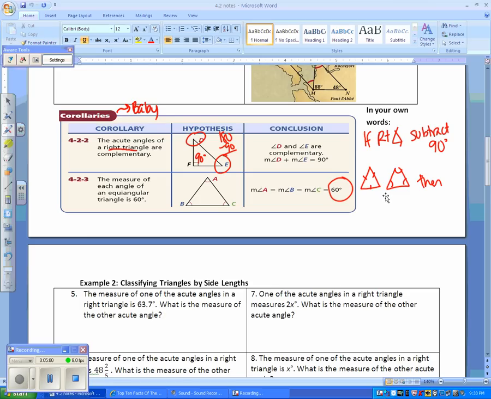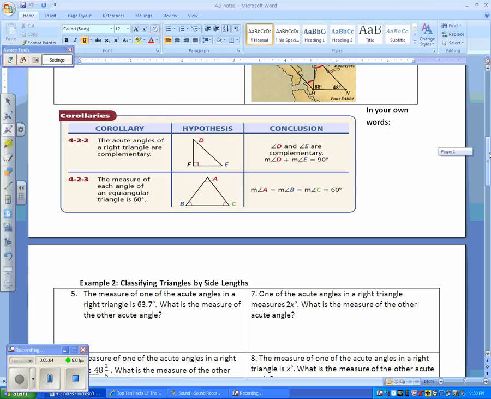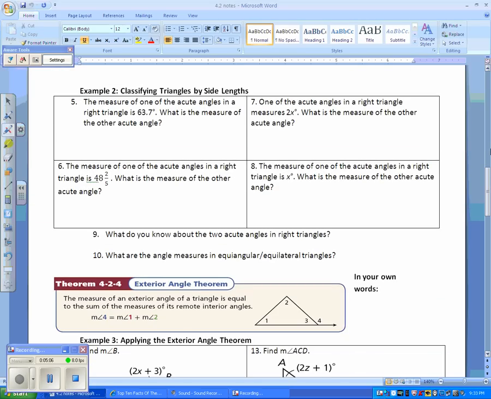So we can use that to help us solve problems. All right, so let's apply that then. Basically, I'll do a harder one with you guys. So you guys are responsible for number 5, and I'll show you how to do it based on number 6.